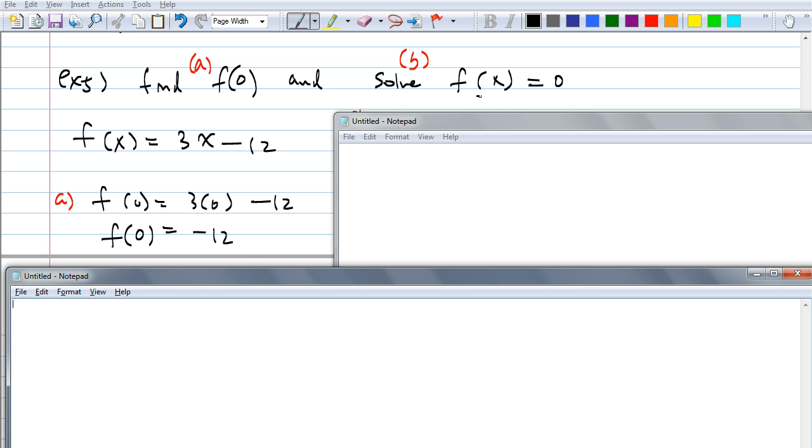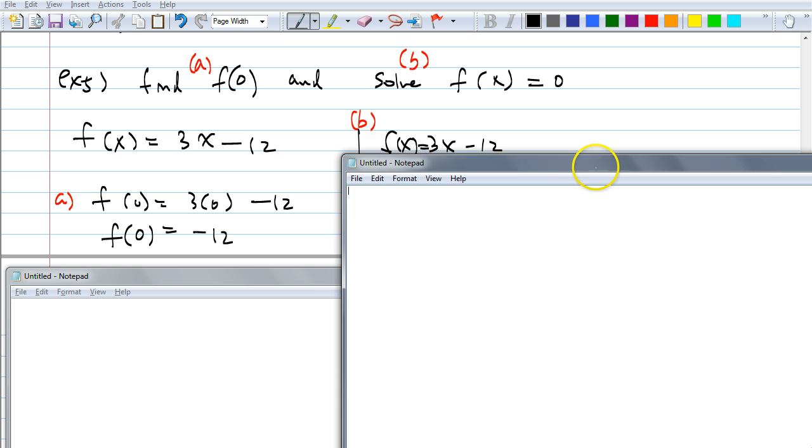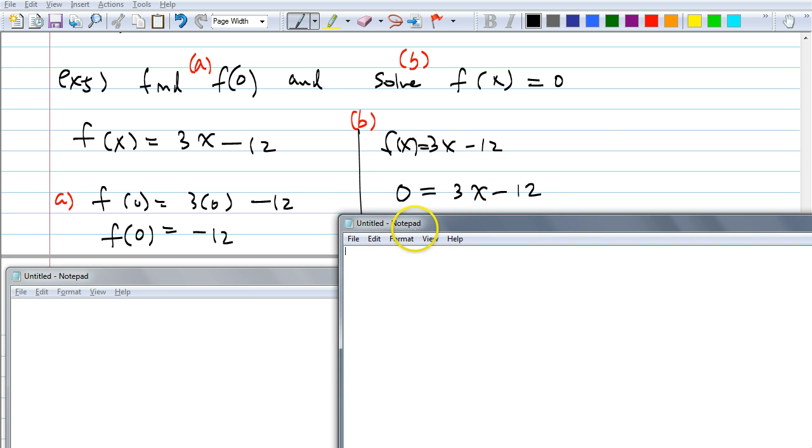Yeah, it's asking which values of x, right? We were looking for the value of x. Here, I gave you the value of x, right? Here, I'm looking for the value of x that makes this whole equation equal to 0. So, we're asking, when will 3x minus 12 be 0? Which x makes this whole thing equal to 0?